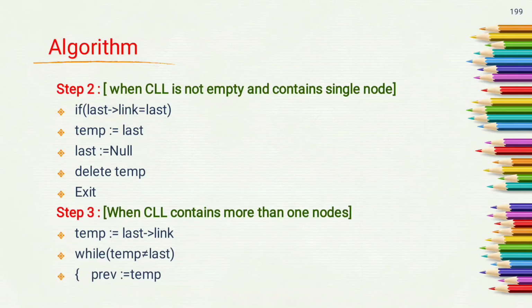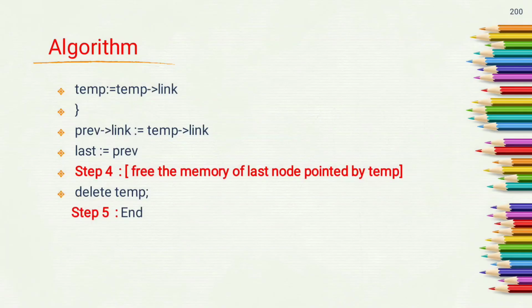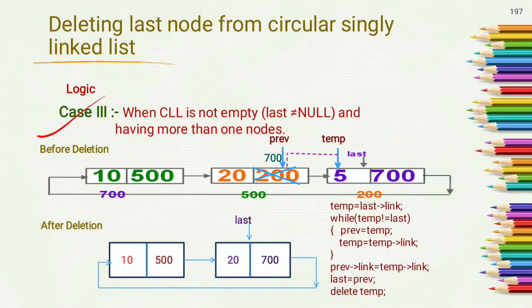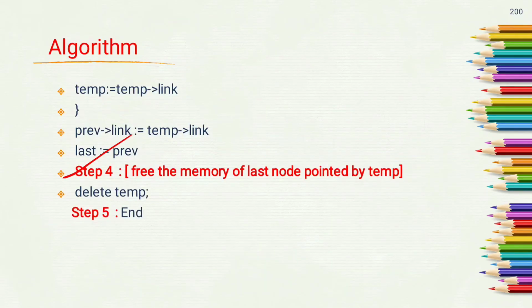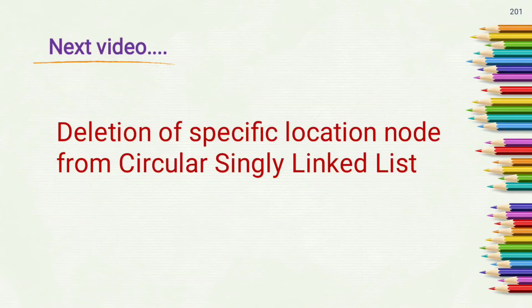But when the circular linked list is not empty and contains single node, we have to perform these steps, and I explained these steps in case 2. Step 3 is when circular linked list contains more than one node, then we have to perform these steps which I explained you in case 3. Finally, we have to free the memory of last node pointed by temp by writing delete temp, and step 5 is end. In next video, we will learn deletion of a specific location node from circular singly linked list.